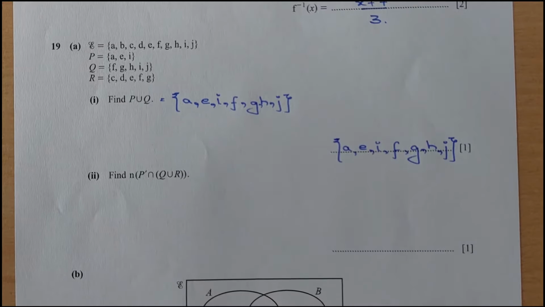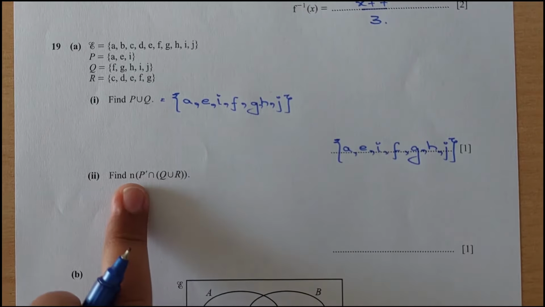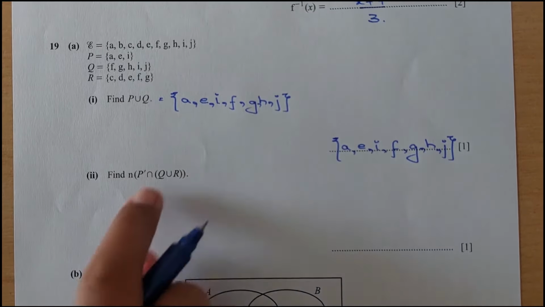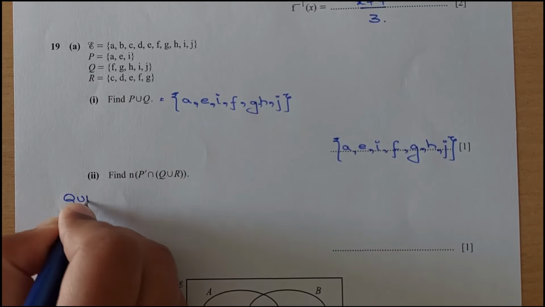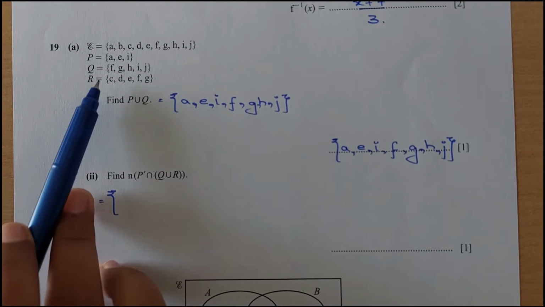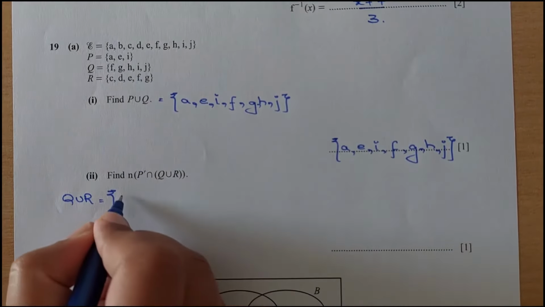Right. Now for the second part, we need to find the number in this set, P complement intersection Q union R. So first, let me find Q union R. Q union R is equal to, so we have Q, F, G, H, I, J.